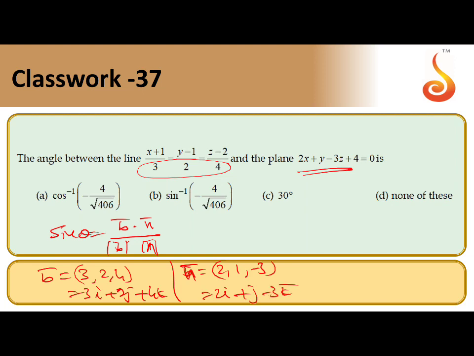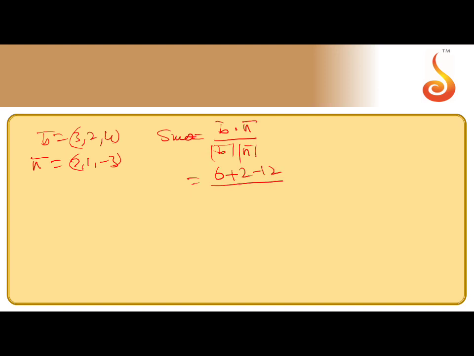So you have the b value and the n value. You can use the formula to get the answer. So b is (3, 2, 4), and n is (2, 1, -3). You can solve it. I'll solve it on the next page. So b bar is (3, 2, 4), and n bar is (2, 1, -3). Now sin theta is b dot n divided by modulus b into modulus n. So b dot n means 6 plus 2 minus 12, divided by root of 9 plus 4 plus 16 into root of 4 plus 1 plus 9.